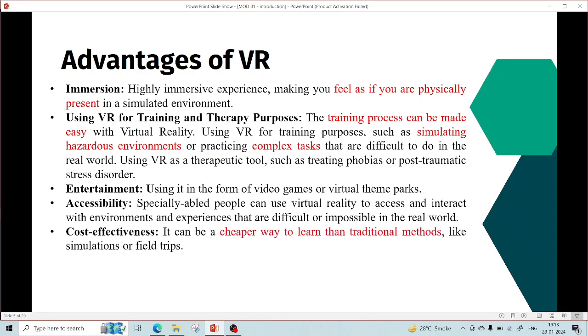Then VR environments are cost effective. When you think about traditional methods where you need larger infrastructures, simulations of those environments and of field trips are possible in virtual environments. So in that sense, it is cost effective. Please note, we are not talking about the cost involved in setting up, but when we use those methods, it's definitely a cost effective method.